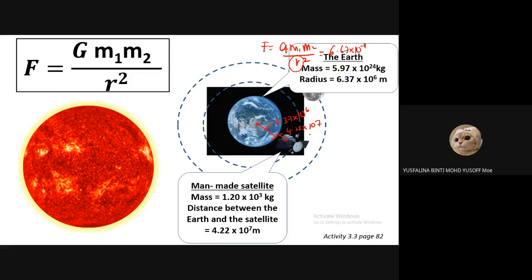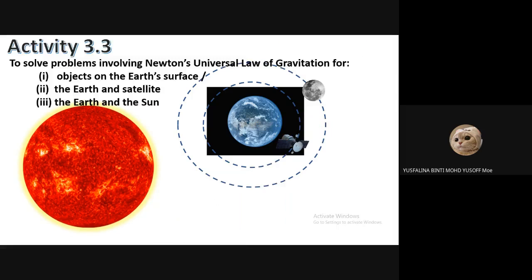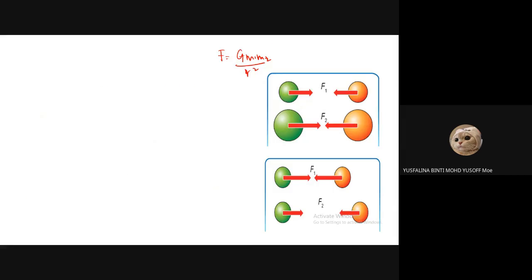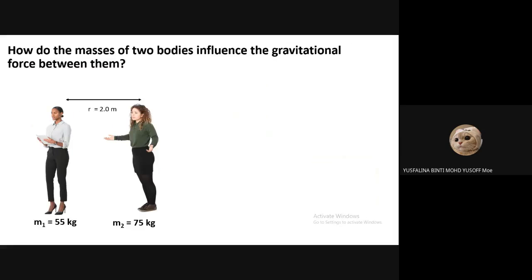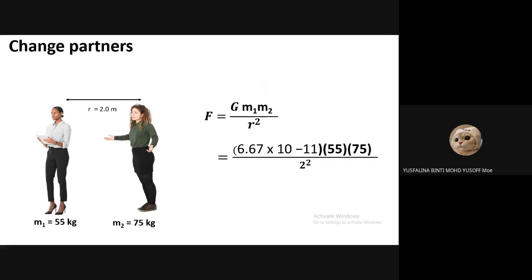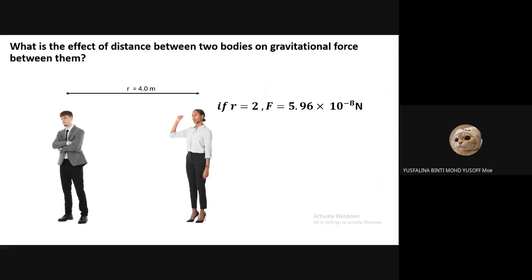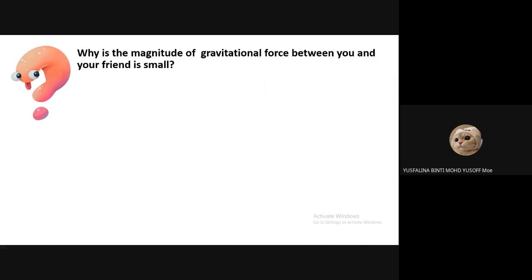Using the formula here, M1 you can take as the mass of the Earth, and M2 as the mass of the man-made satellite. Wait, let me check the value for G first. Is it correct? 6.67. That's correct. You can move on. So anyone, have you got the answer already?